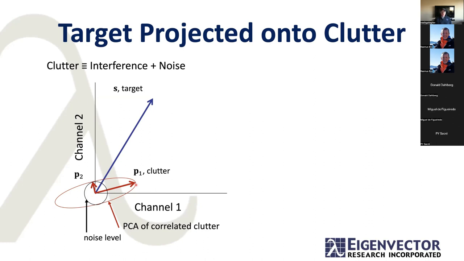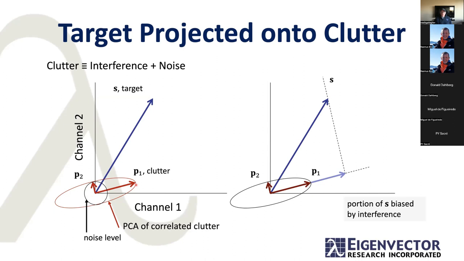Well, if I look at my target and I do nothing, you can see that it projects right down onto this interference. That signal would be detected, and it would be a bias, and it would be a false alarm. So the portion of S that's being projected onto my interference can result in false alarms. Now, this portion, which is just noise, you can see that if I orthogonalize to this clutter direction, then this is the direction that I would be leaning on to make my detections. And so I'd be having a noise level here, and anything that projects out here would be considered a detection.